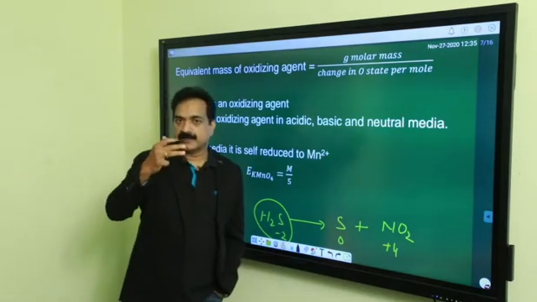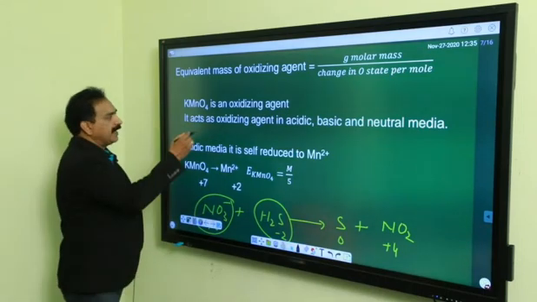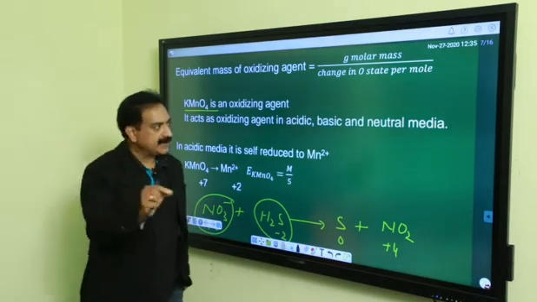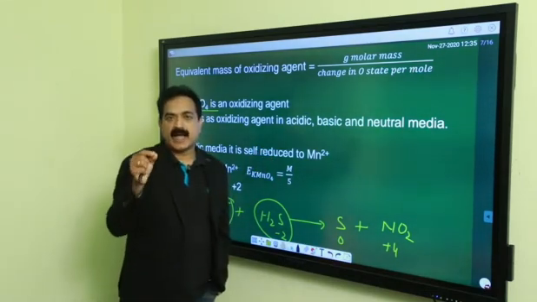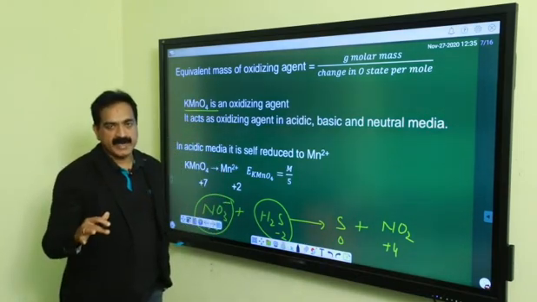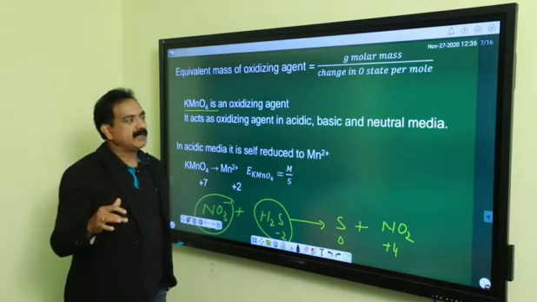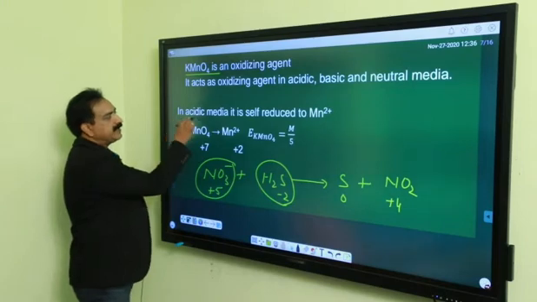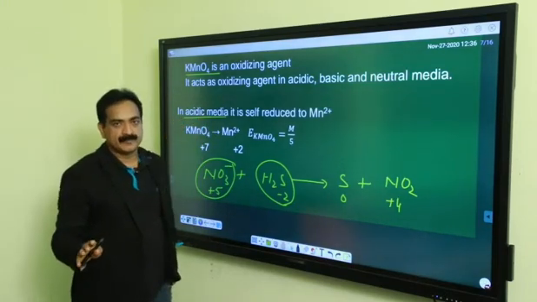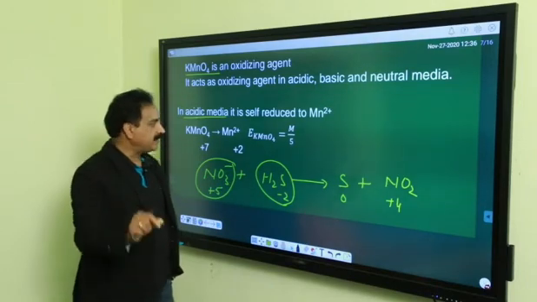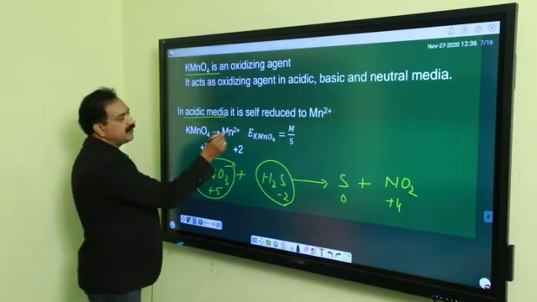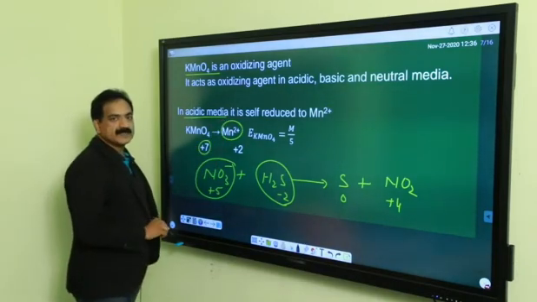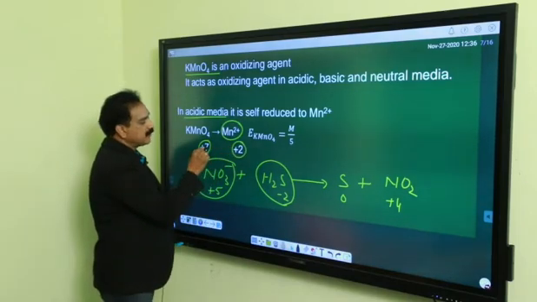You should be careful about the change in oxidation state per mole. KMnO4 is an oxidizing agent. It acts as an oxidizing agent in acidic media, basic media as well as neutral media. In acidic media, this you must remember: KMnO4 is self-reduced to Mn2+. In KMnO4, the oxidation state of Mn is +7 and it is reduced to +2.